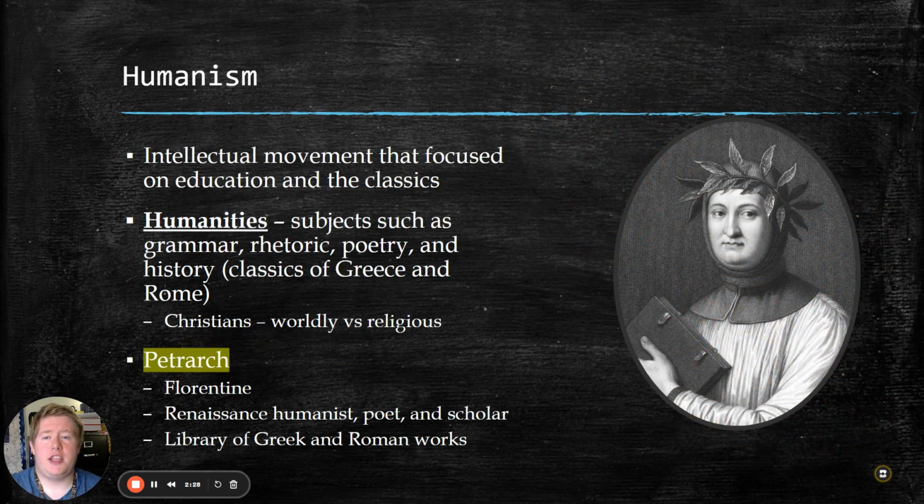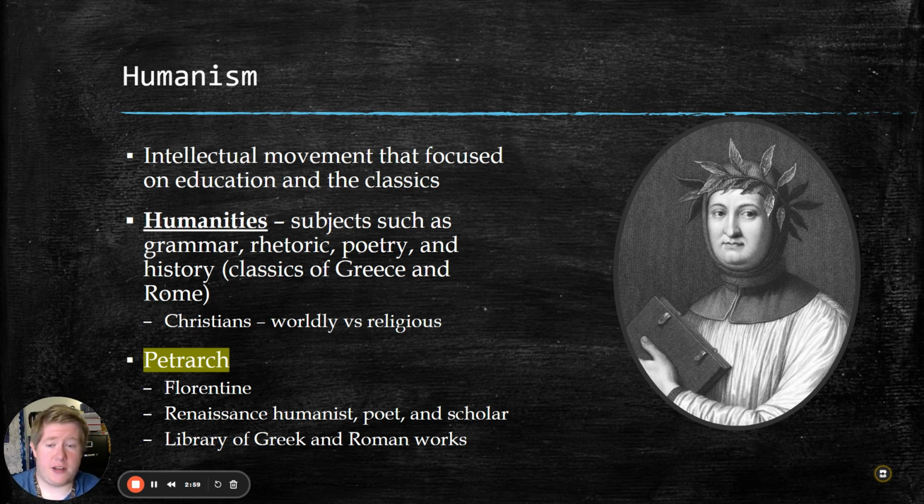So humanism is an intellectual movement that focused on education and the classics. This is a hallmark of the Renaissance. And within that is the idea of the humanities. This is subjects such as grammar, rhetoric, poetry, and history, mainly the classics of Greece and Rome. Also during this time, those that practiced Christianity were debating how worldly they should be versus how religious they should be. We'll talk a lot more about Christianity in terms of its role during the Renaissance in a couple of sections when we get to the Reformation.